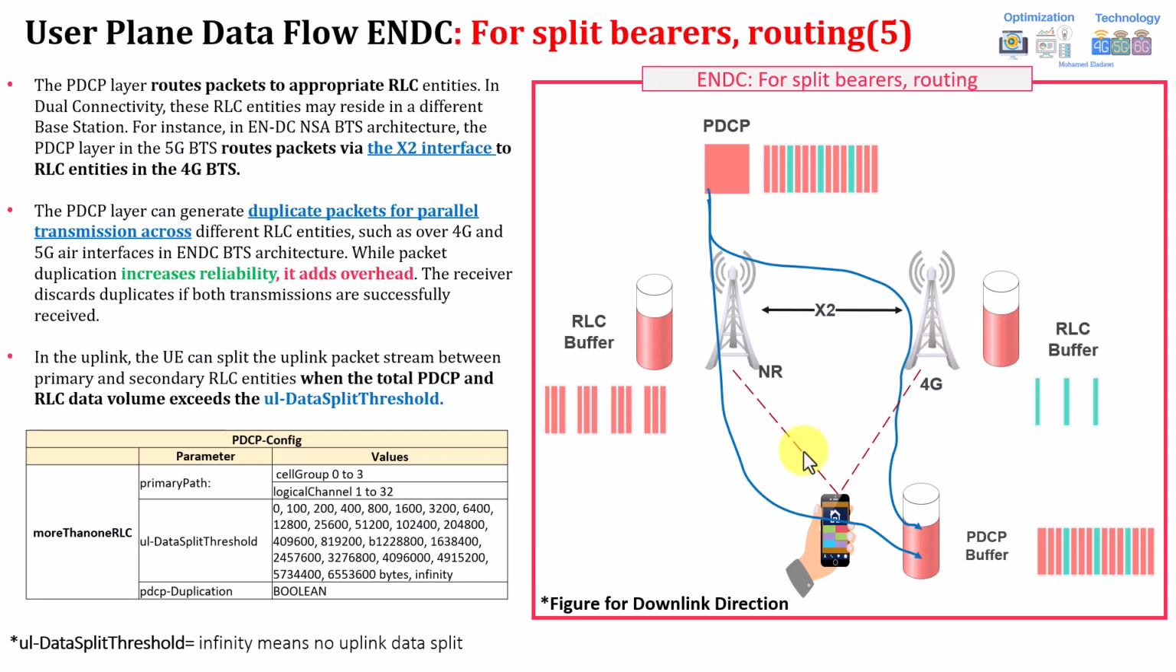This is the functionality. There is also an additional function called duplication. Sometimes it can be configured just to increase the diversity and increase the reliability. Sometimes the PDCP of the 5G will be transmitting the exact same packet through the two paths. So whatever packet arrives first will be successfully received. This gives a chance to increase the diversity in general, and this can increase the reliability as mentioned here. But again, it adds overhead.